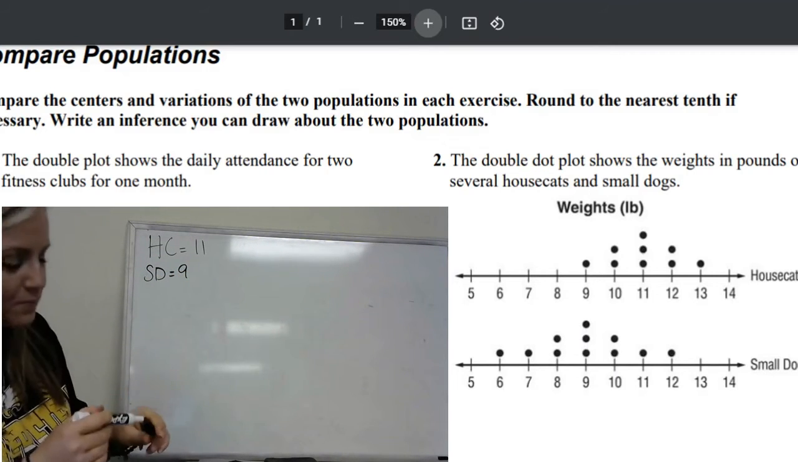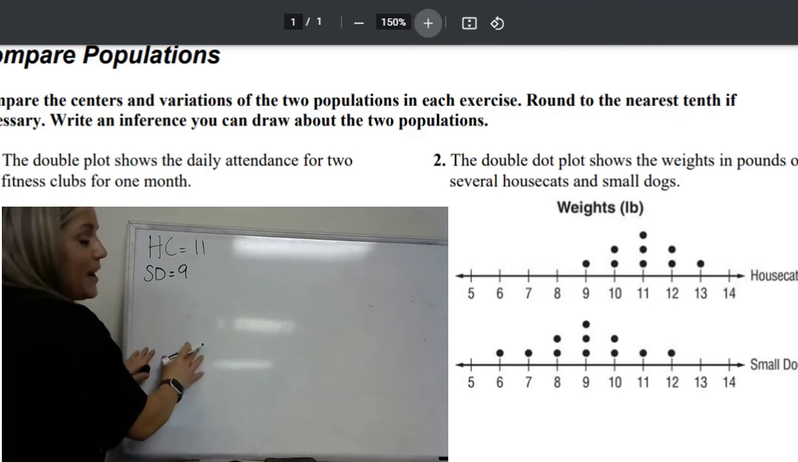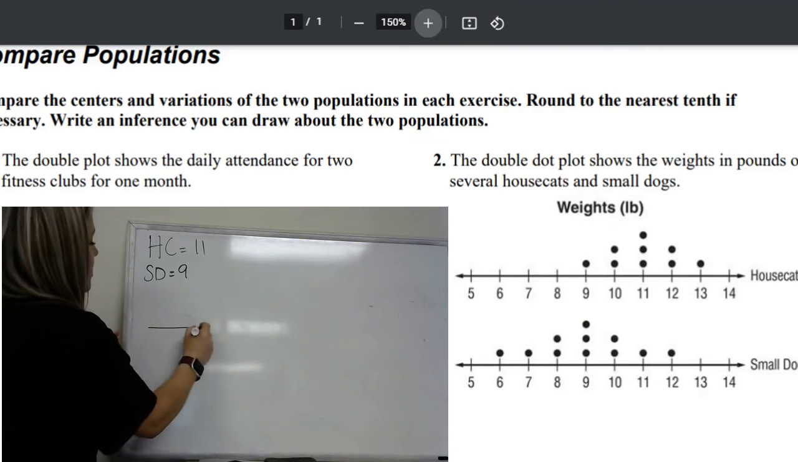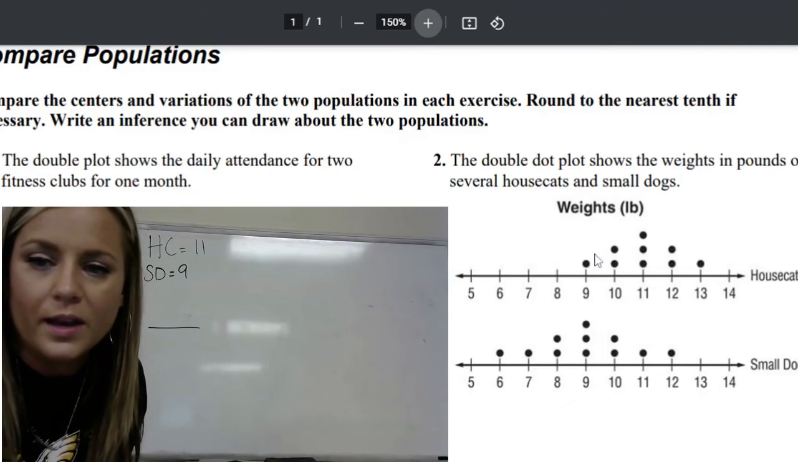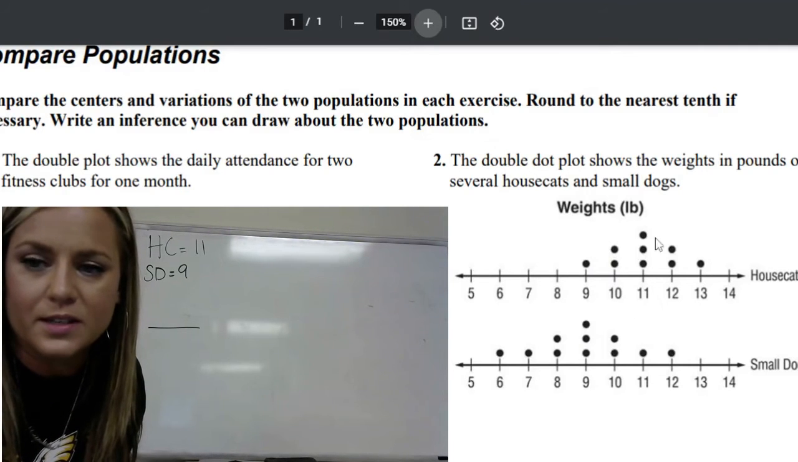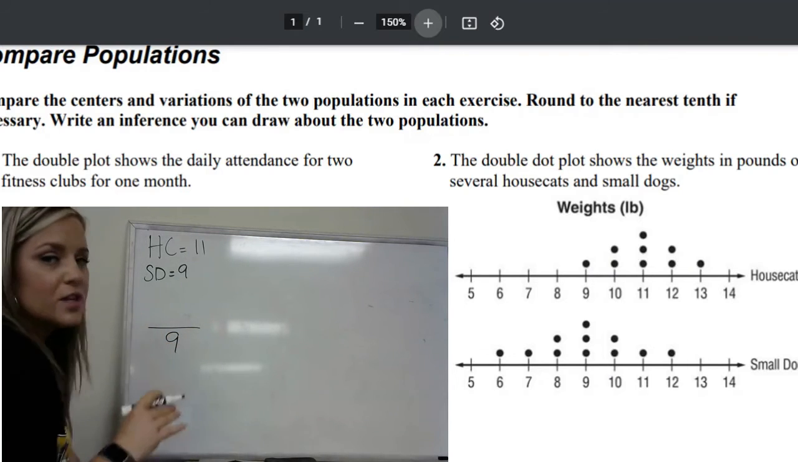Okay, so we can see that. So what we have to do now is we're going to find house cats first. So we have to look and see the total. We do have to do some math. So we can see that we have 1, 2, 3, 4, 5, 6, 7, 8, 9 house cats. Okay, there's 9 of them.